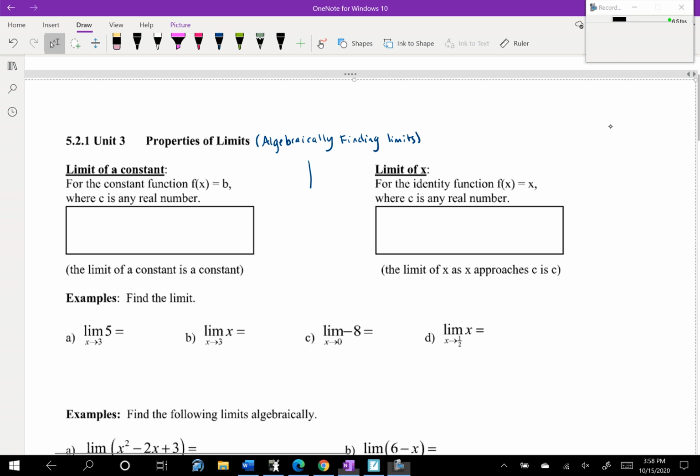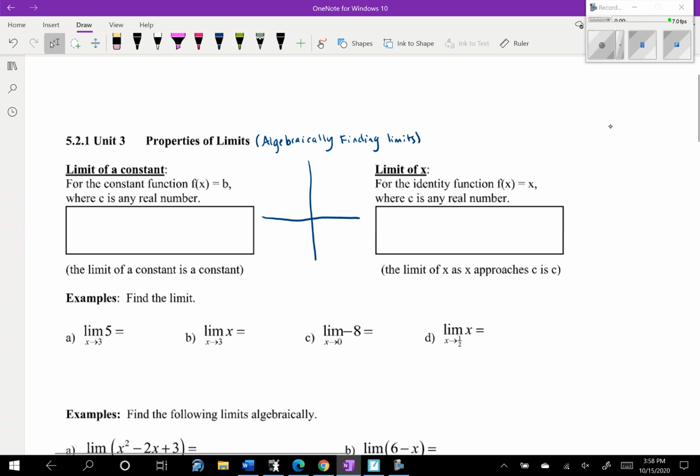So if we look at the limit of a constant, that would be f of x equals b in this case, so y equals b. That means we have a horizontal line at y equals b. If we're finding the limit, we're calling the limit in this case c. So no matter what that value of c is, the limit of a constant will always be a constant, because the left side and the right side of your graph is always going to be coming to that constant value because it's a horizontal line. So that's why we say the limit of a constant is a constant.